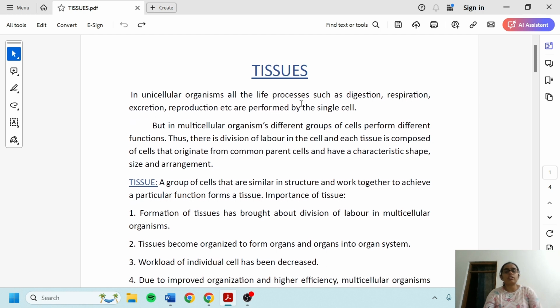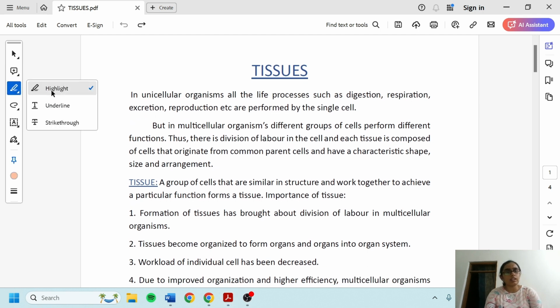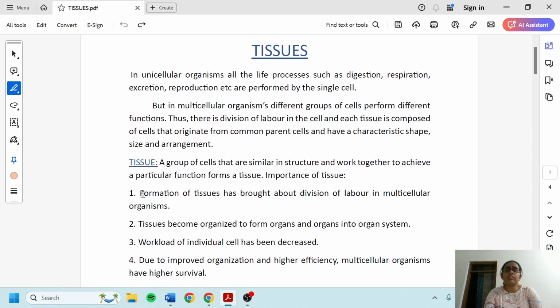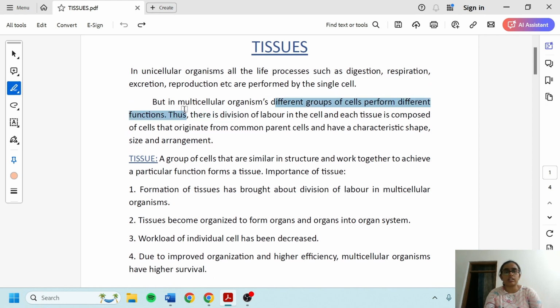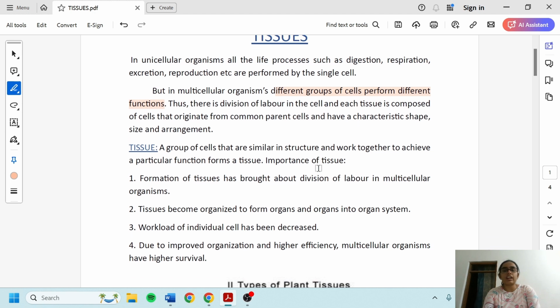If we talk about unicellular organisms, all the life processes such as digestion, respiration, excretion, and reproduction are performed by single cells. Whereas in multicellular organisms, different groups of cells perform different functions. In multicellular organisms, we see a division of labor in cells, and each tissue is composed of cells that originate from parent cells. And obviously, if they originate from a common parent cell, they will have a characteristic shape, size, and arrangement, which would be different.